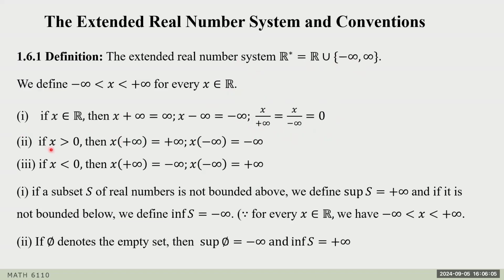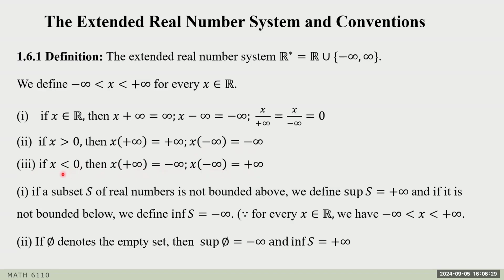The second point is if x is positive, then if you take that positive number and multiply it by plus infinity, you get plus infinity. If you multiply by minus infinity, you get minus infinity. And if x is negative and you do the multiplication, the sign on that infinity flips. So the plus becomes minus, minus becomes plus.